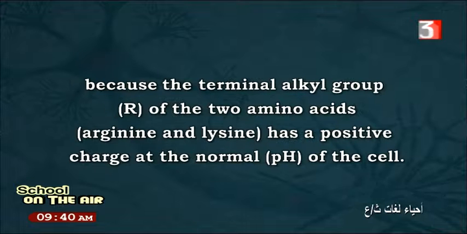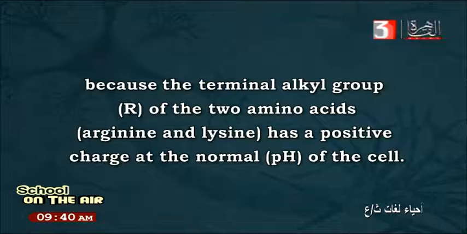Because the terminal alkyl groups of the 2 amino acids, arginine and lysine, have a positive charge at the normal pH of the cell. You know that the normal pH of the cell means that the cell contains an alkaline medium. Alkaline medium means that the pH is greater than 7.